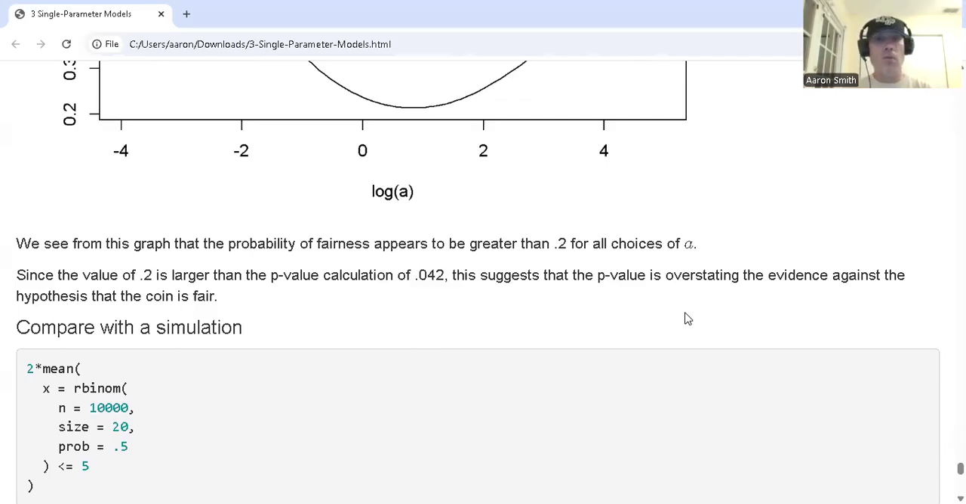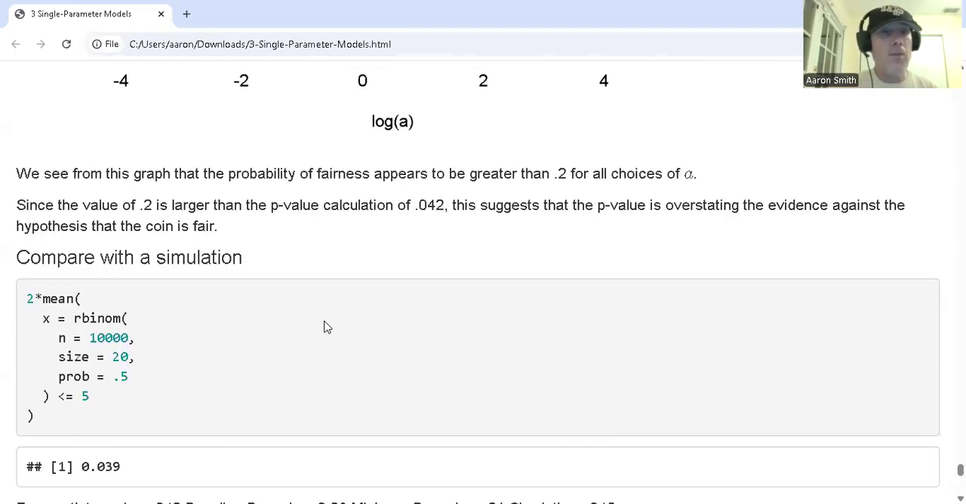Since the value of 0.2 is larger than the p-value calculation of 0.04, this suggests that the p-value is overstating the evidence against the hypothesis that the coin is fair. This is kind of interesting. Also, remember that our entire schema, our entire framework of hypothesis testing is that if I don't know, the default is to fail to reject the null hypothesis. This contradicts that philosophical approach. Kind of interesting, right?